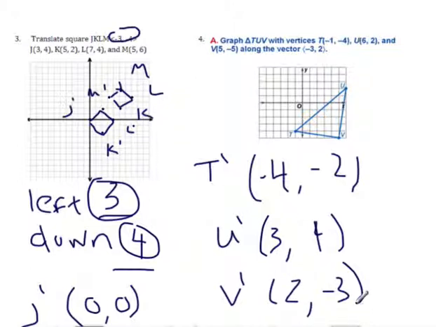So now we need to plot each of those points. So for T prime, we're going left 1, 2, 3, 4, down 2. So that point right there is T prime. Then for U prime, we're going left 1, 2, 3, up 4, 1, 2, 3, 4. And right there is U prime. And then last but not least is V prime, which is over 2, down 1, 2, 3. So it's actually going to kind of show up in the middle of that triangle, but that's okay. So then if we connect these dots, that's what's going to give us our triangle. So that's our translated triangle over the vector -3, 2.